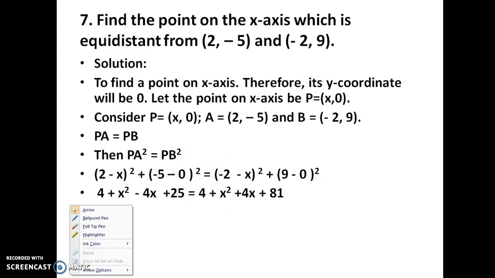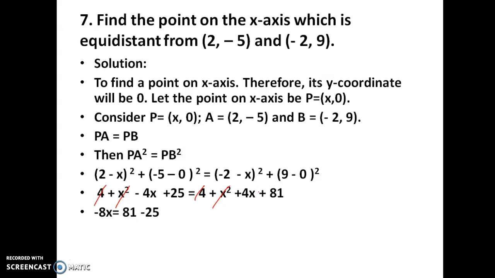Now simplify. You have 4 here, and 4 here. Then x square here, you can cancel it. So you have minus 4x and plus 4x here. So you can't do anything, so you will bring it to the other side of the equal sign. So minus 8x equal to 81 minus 25. Simplify. You will get x value as 56 by minus 8, equal to minus 7.